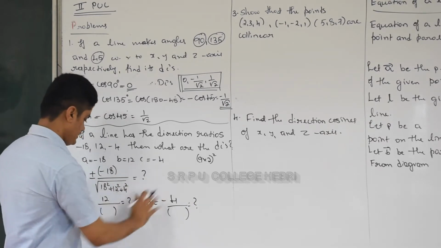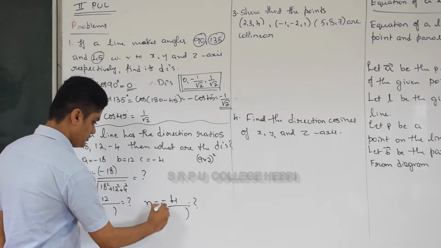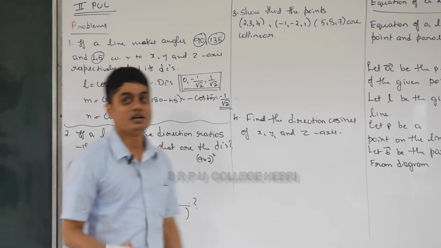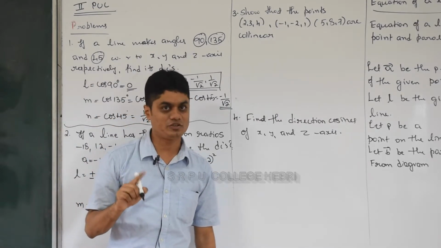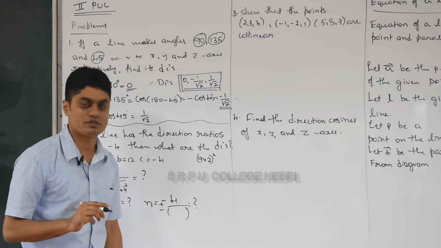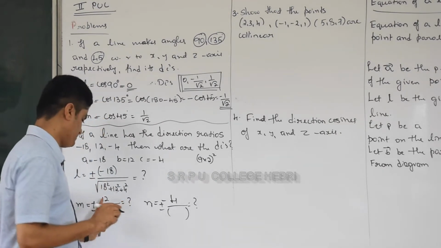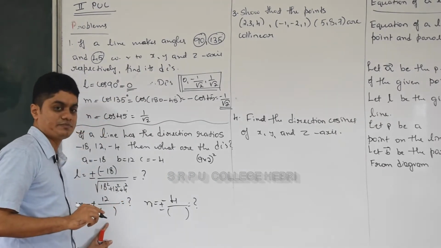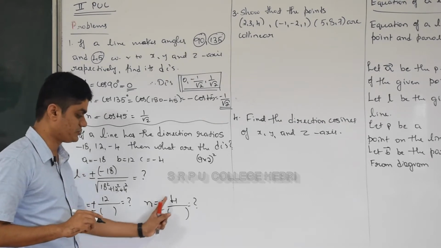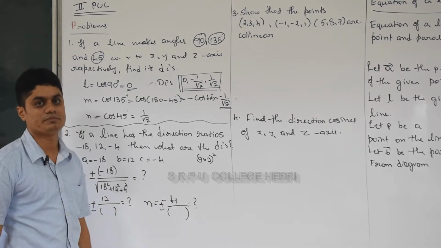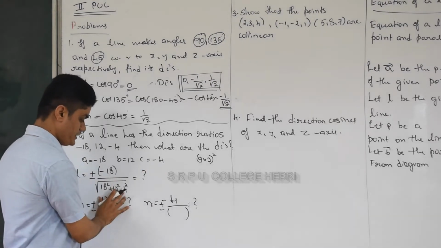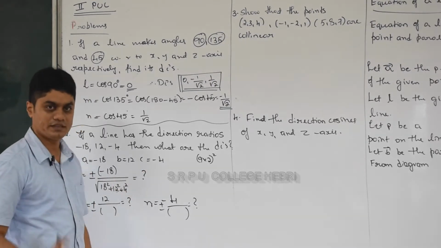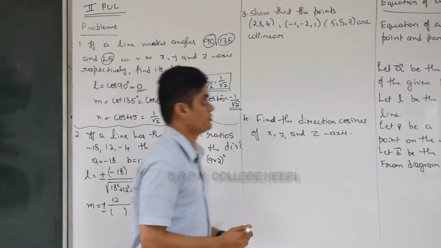Okay, so in this way you can find the direction cosines of a vector from direction ratios. l is equal to plus or minus a by root of a square plus b square plus c square. m is equal to plus or minus b by root of a square plus b square plus c square, and n is equal to plus or minus c by root of a square plus b square plus c square. So remember, a, b, c are given, calculate the denominator and complete it. Understood? Yes. Next question.